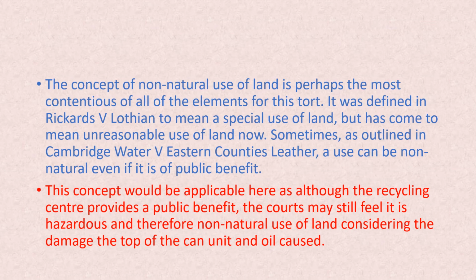Now, the concept of non-natural use of land then is perhaps the most contentious of all the elements for this tort. It was defined in Rylands and Fletcher to mean a special use of land, but has come to mean unreasonable use of land now. Sometimes, as outlined in Cambridge Water and Eastern Counties Leather, a use can be non-natural even if it's a public benefit. And so what we've got there in blue, there is a bit of analysis here too, so the AO3 could come through in your explanation as well, as it has done here.